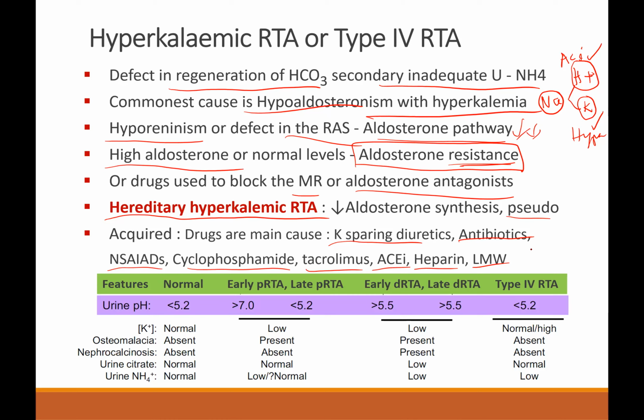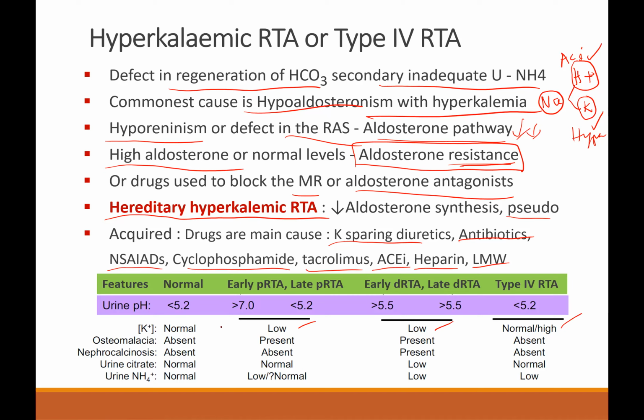So how do I distinguish? So this is this table here: normal, early primary, late primary, early distal, late distal, and type 4 RTA. Look here at the features. The potassium is low in the two types there, whereas here it is high. Potassium is high in this case.